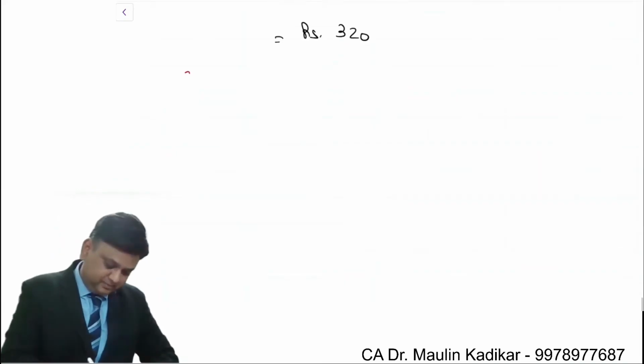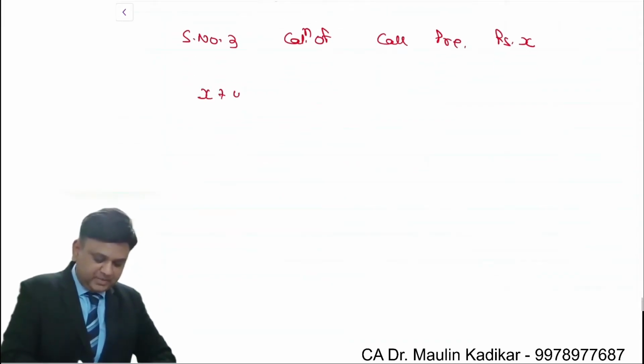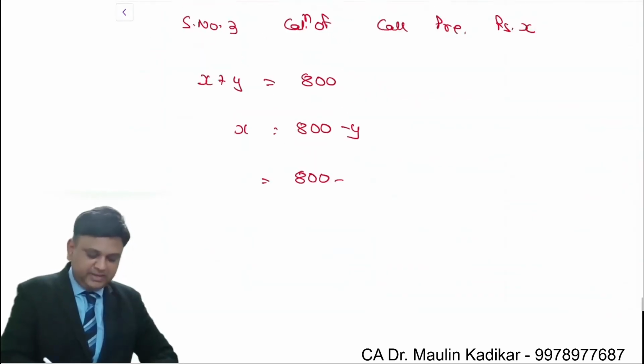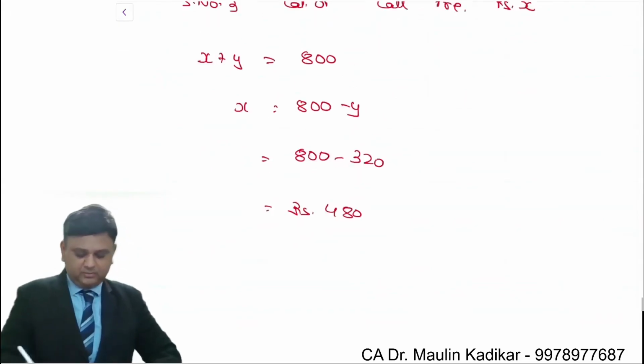Now step number 3. Calculation of call premium. Rupees X. X plus Y is equal to 800. X is equal to 800 minus Y. So 800 minus 320. That comes to 480.